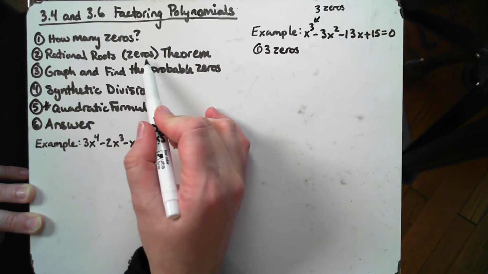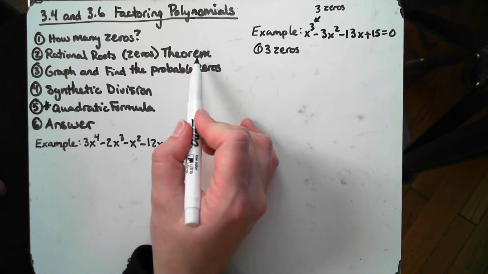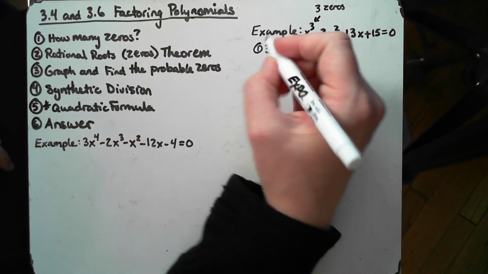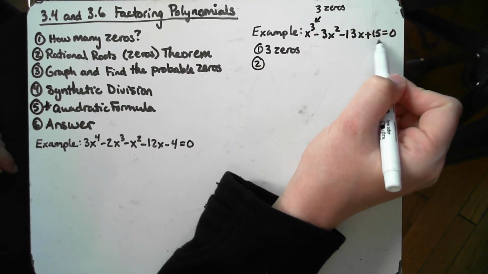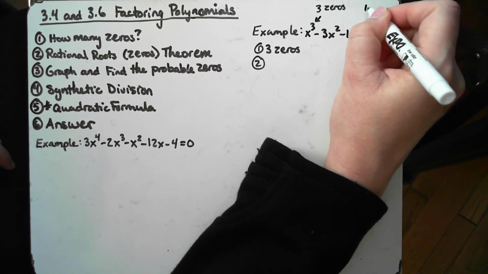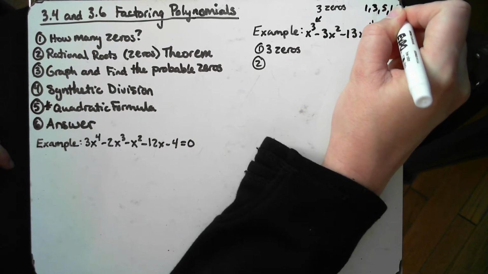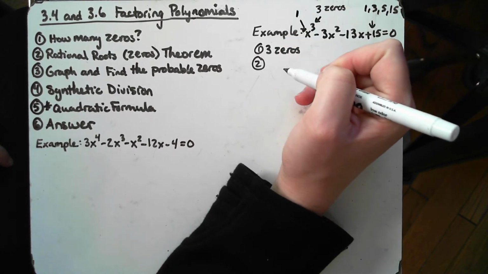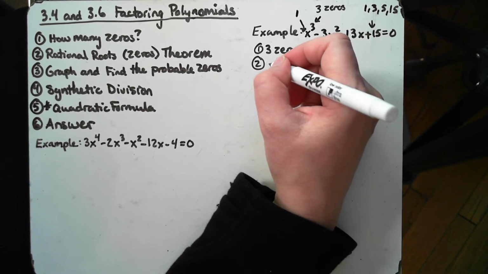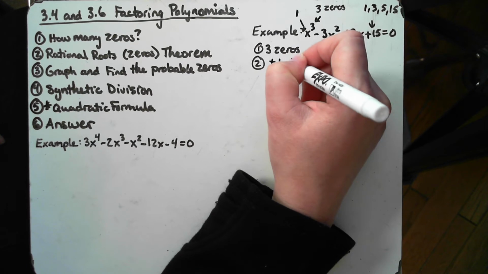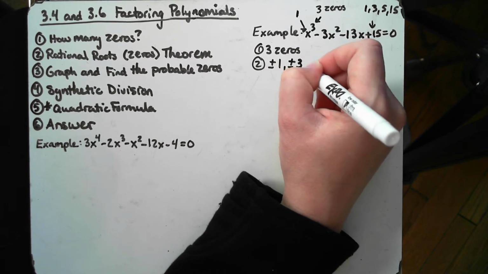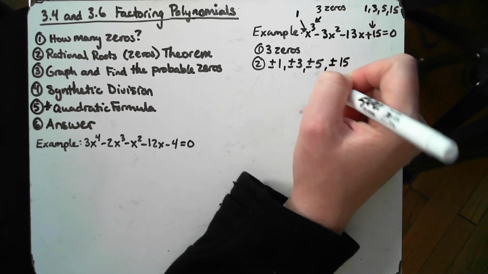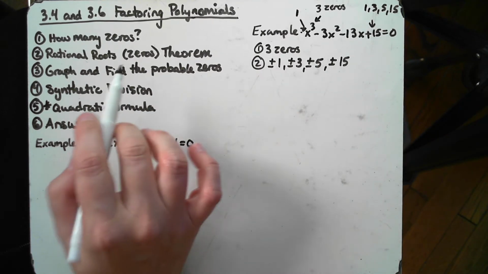Step 2, they said use the rational roots or zeros theorem. Depending upon what textbook you're using, it could say zeros, it could say roots. But either way, what you do is you take the factors of this last term, which are 1, 3, 5, and 15, and you divide by the factors of the leading coefficient, which is just 1 here. It's going to be positive or negative for each one of those. So positive or negative 1, positive or negative 3 divided by 1, positive or negative 5 divided by 1, and positive or negative 15 divided by 1. Okay, so that's step 2.